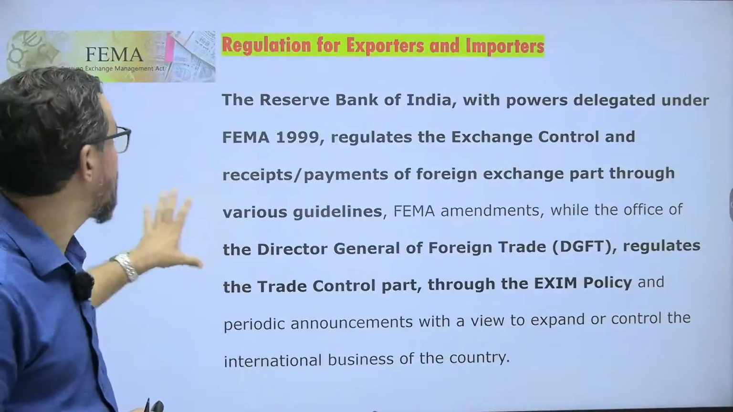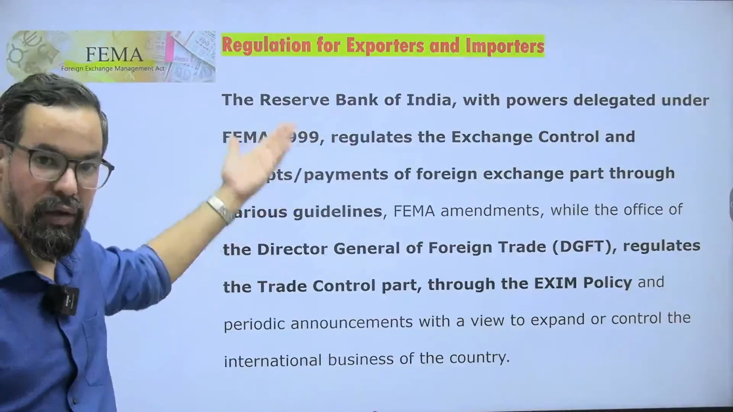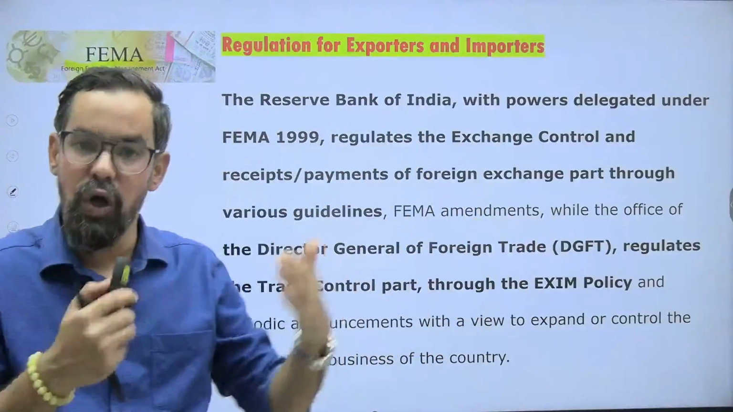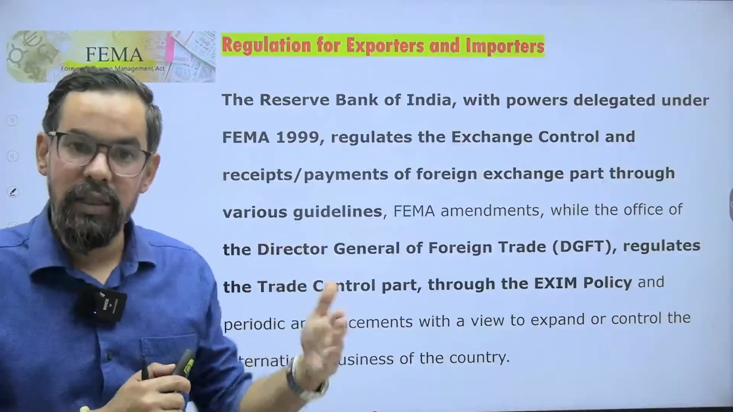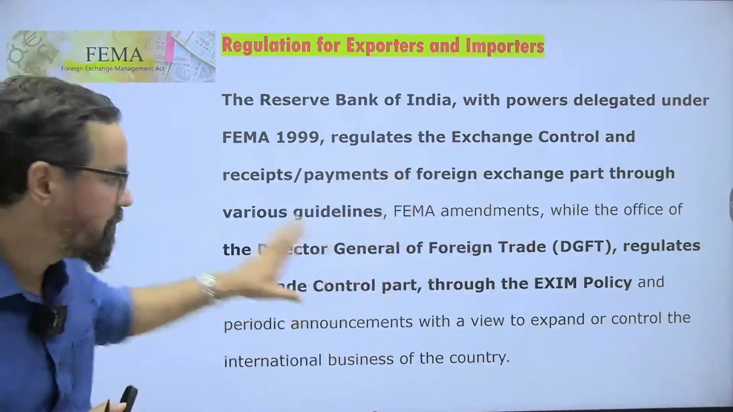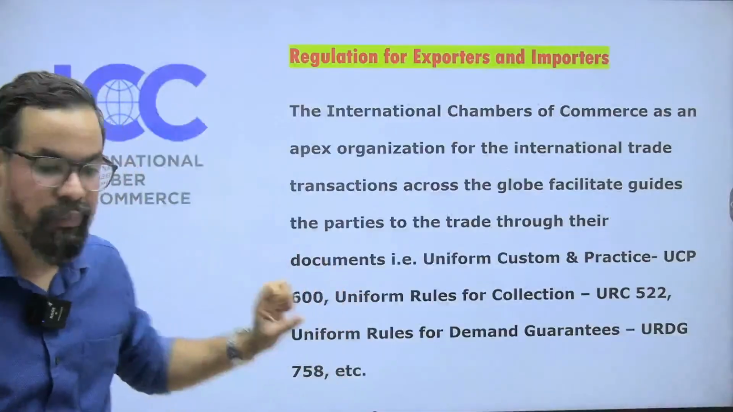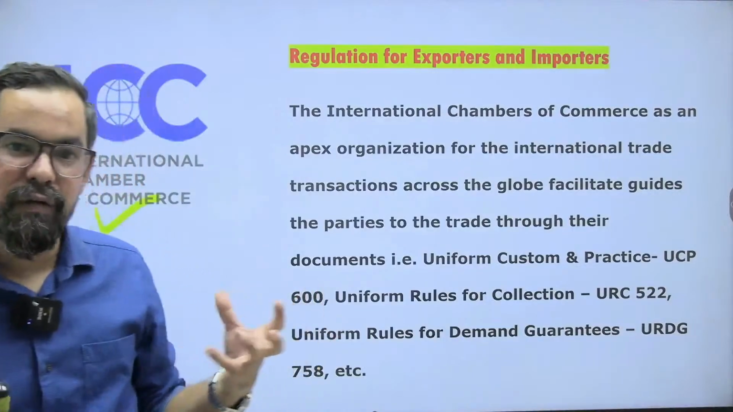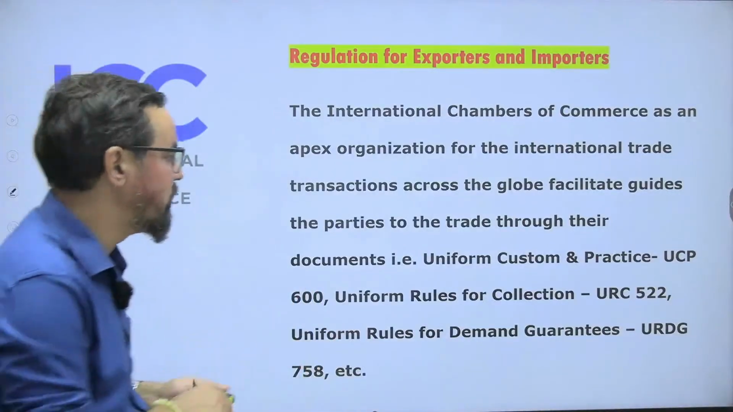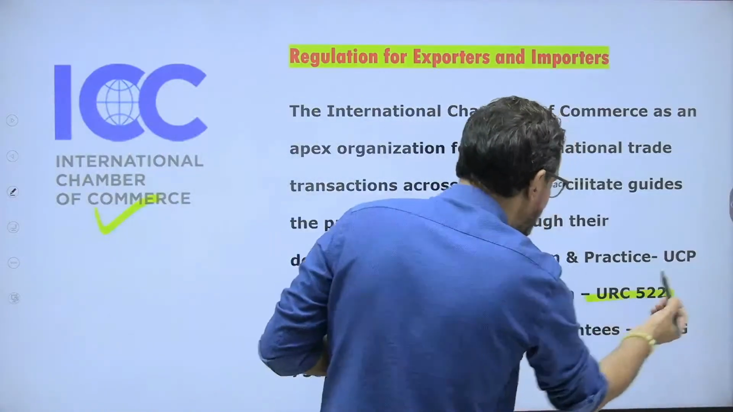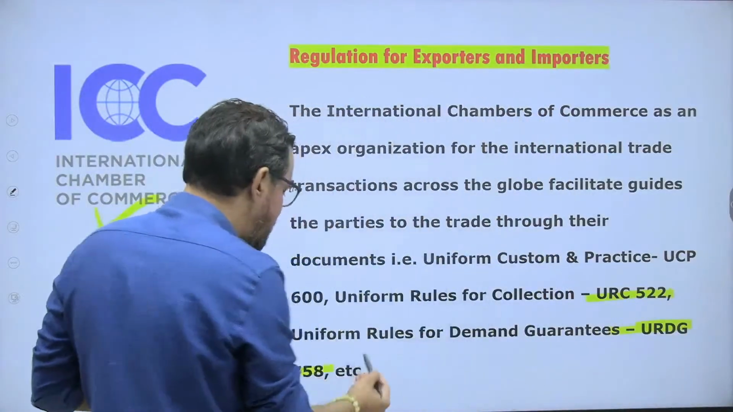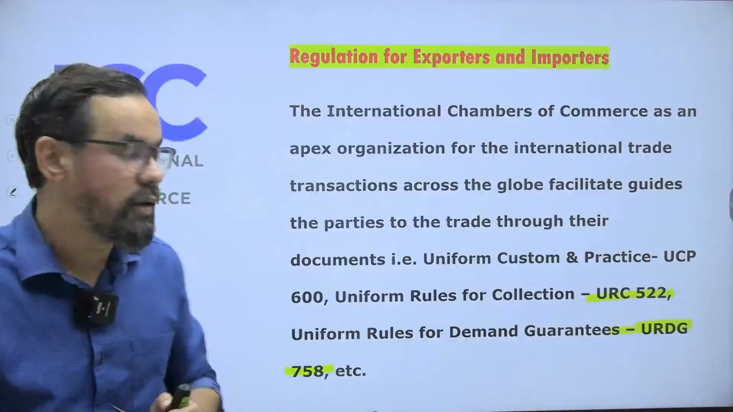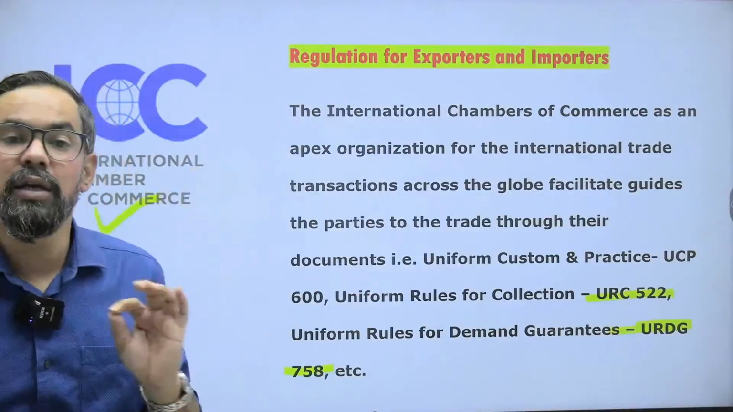Okay? So regulation of exports, FEMA, RBI has been given rights under FEMA, but this thing will also come in detail, you will see in your role of FEMA, FEDAI and all these kinds of things. So if you study that particular portion, if you ignore this particular portion also, that will work. Okay? ICC, which generally works as an apex institution, which generally decides different things like UCP 600. Apart from this, we have URC 522, we have URDG 758 and also these are international trade related things which generally get decided by the International Chamber of Commerce.